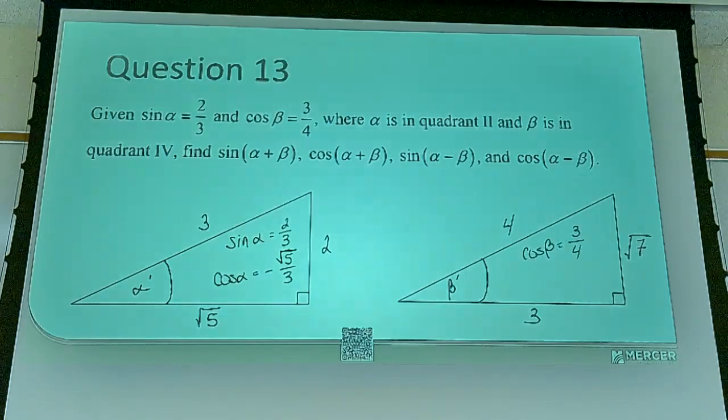All right, we already know cosine beta. Beta in quadrant 4, is sine positive or negative in quadrant 4? Negative. All right, so sine beta is negative sine of beta prime. So now, again, just based on this triangle, what is sine? Sine is opposite over hypotenuse. Square root of 7 over 4. We have all the values we need.